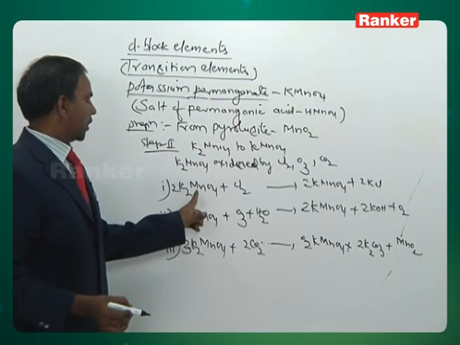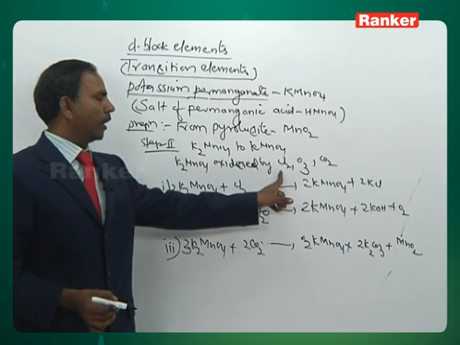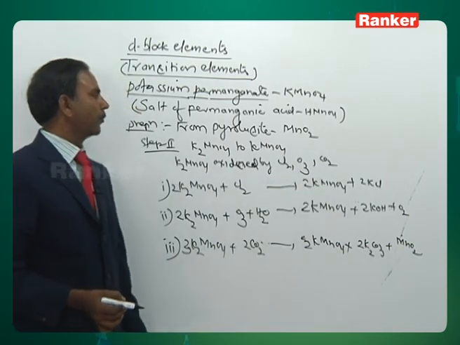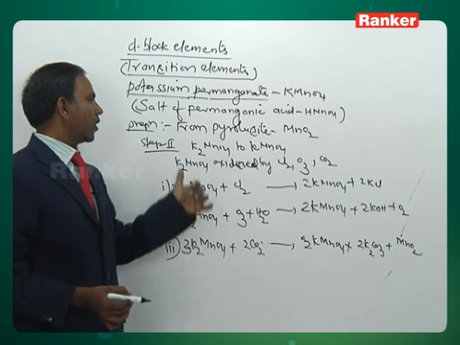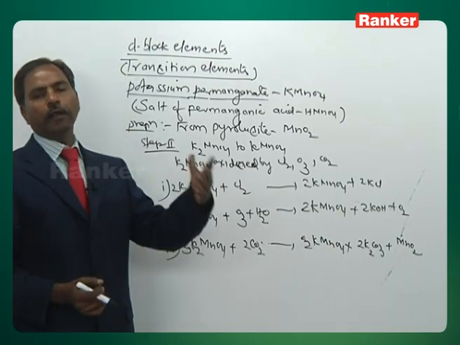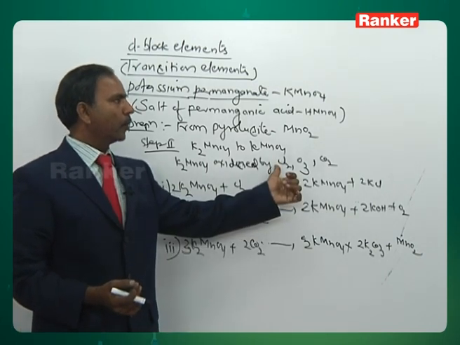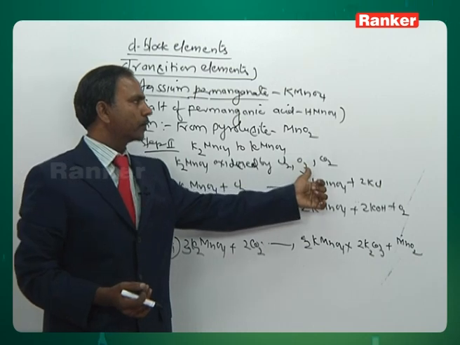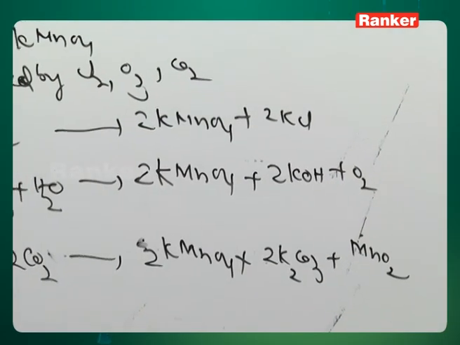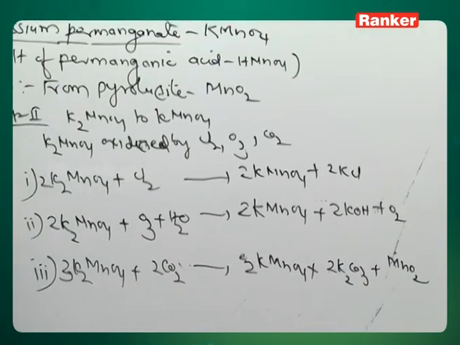Like this, potassium manganate is convertible to potassium permanganate by using chlorine, ozone or CO2. In this way, in the first step pyrolusite is converted to potassium manganate, and potassium manganate is oxidized to potassium permanganate by either chlorine gas, ozone gas or CO2 gas. In this way, we generally produce potassium permanganate.